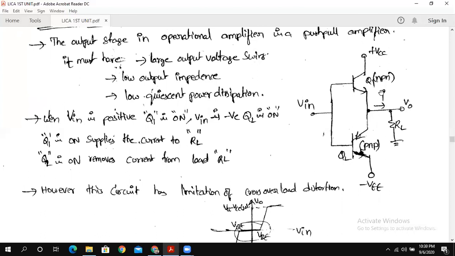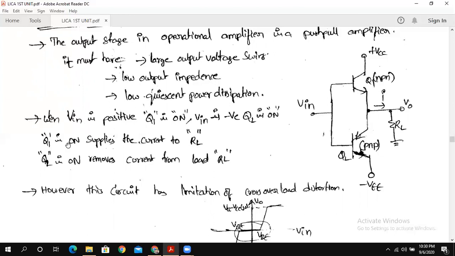In this circuit, one transistor is going to push the output and one transistor is going to pull the output. Because of that action, this circuit is also called a push-pull circuit. Coming to the operation of the circuit, when the input signal Vin is positive, Q1 is in the on state, and when Vin is in its negative cycle, Q2 is in the on state. Q1, when on, supplies the current to the RL resistor.